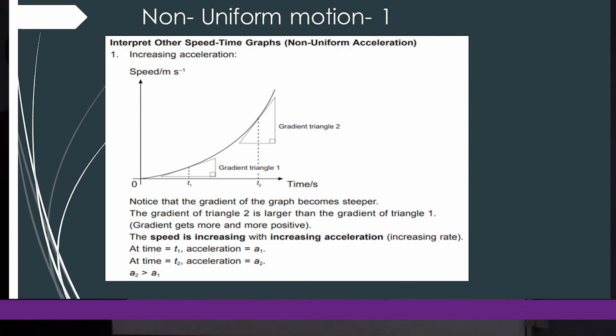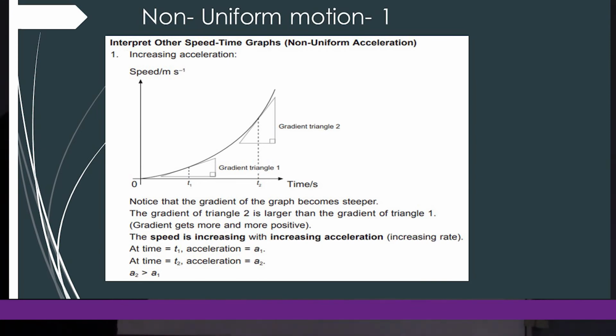So notice that the gradient of the graph becomes steeper. We've mentioned that it's increasing there, it's becoming higher and higher. It means the acceleration is increasing. The gradient of triangle 2 is larger than the gradient of triangle 1. We have commented on that. When you calculate your gradient here, it's going to be higher. It means the acceleration here is higher than the other one.